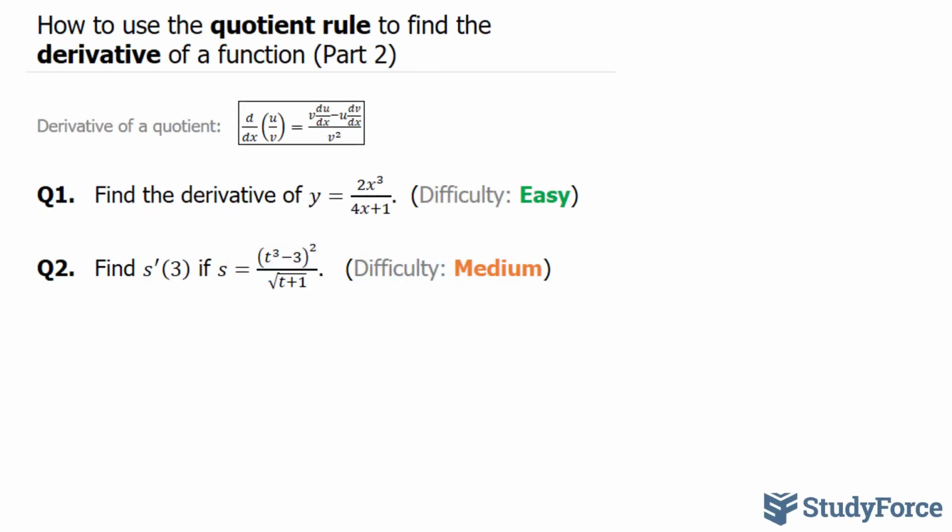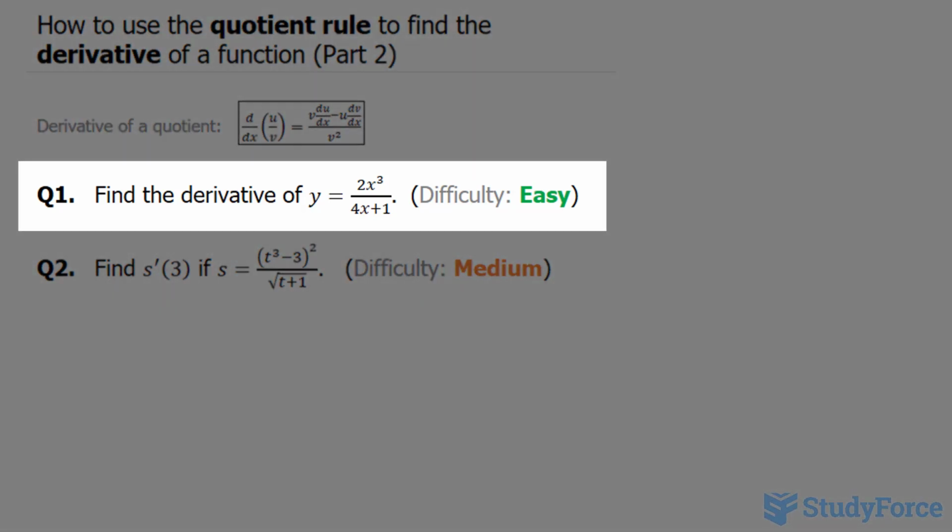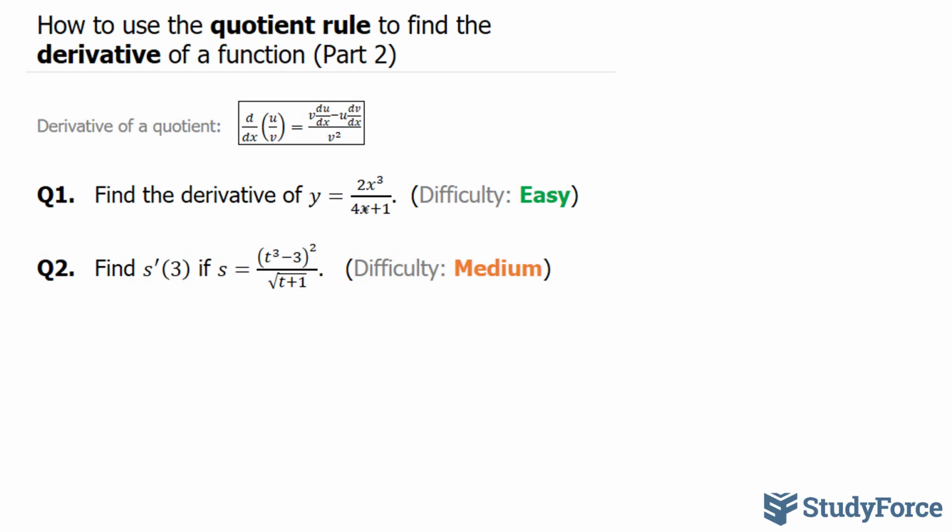In this lesson, I'll show you how to use the quotient rule to find the derivative of a function. This is part 2 in the series. The question reads, find the derivative of y is equal to 2x to the power of 3 over 4x plus 1. To do this question, you need to define your u and v function. We'll call this top part u and this bottom part v.